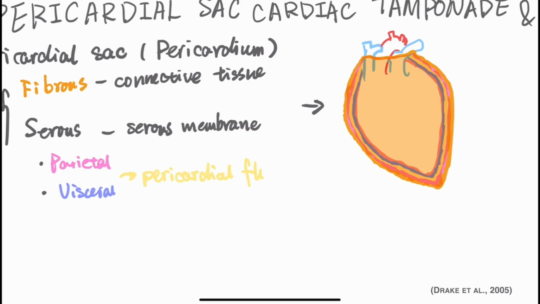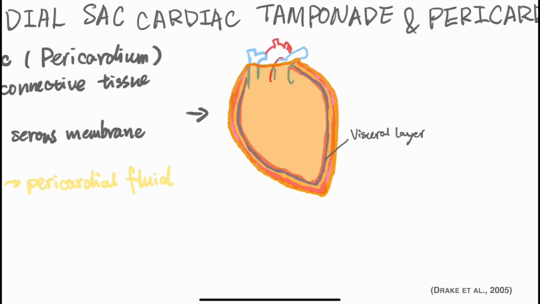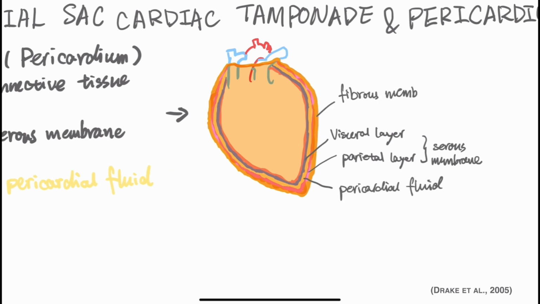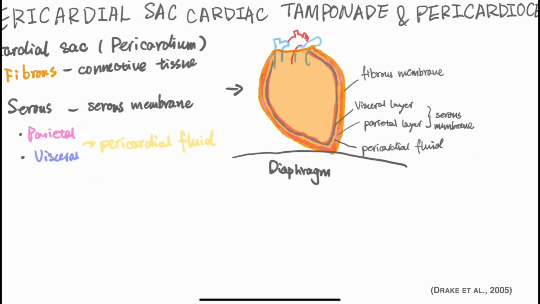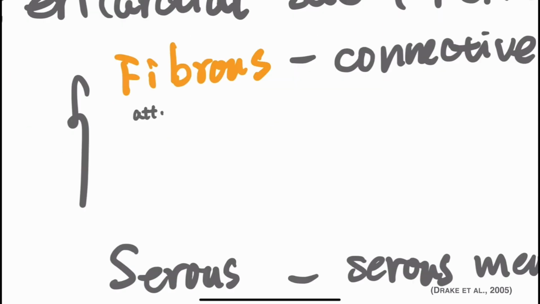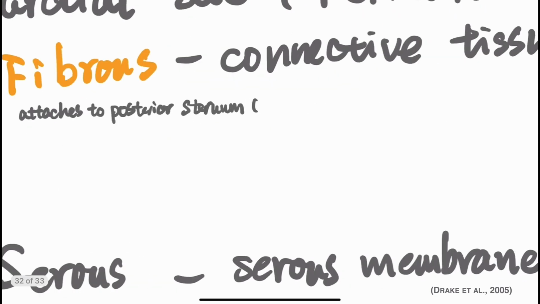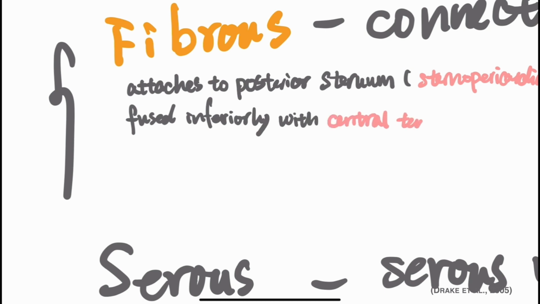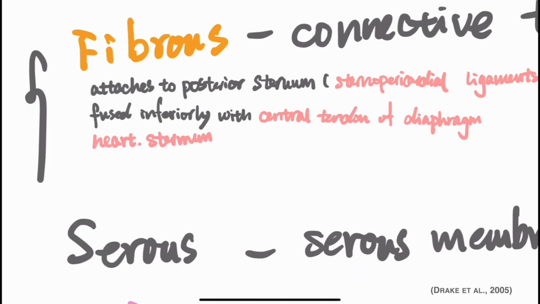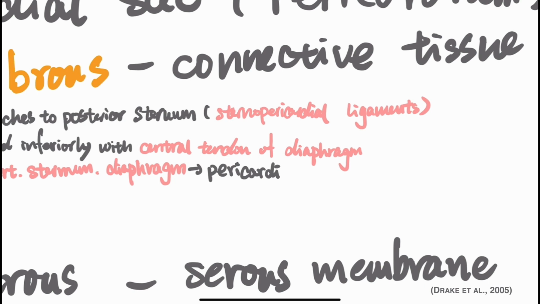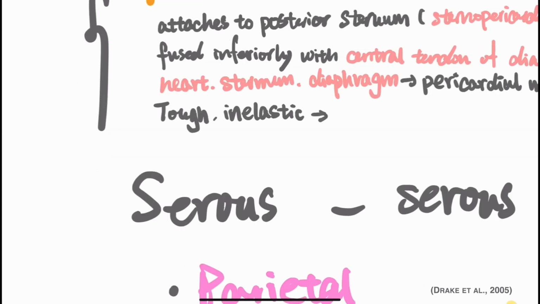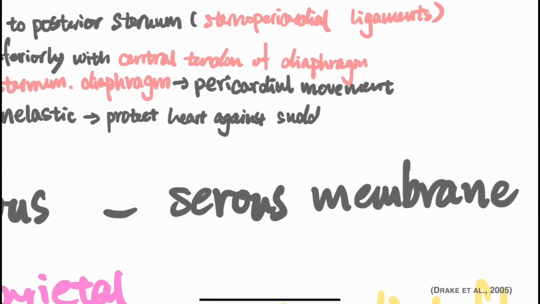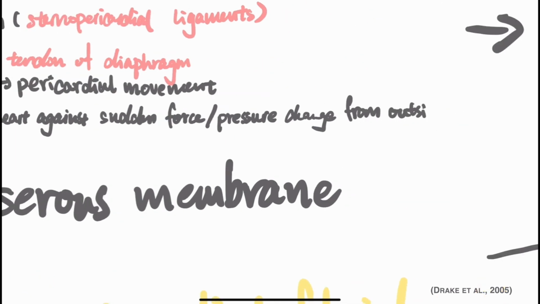The fibrous layer is a layer of connective tissue that wraps all around the heart, just like the peel of an orange. The fibrous layer merges with tunica adventitia of great vessels. It attaches to posterior sternum via sternopericardial ligaments and fuses inferiorly with central tendon of diaphragm, fixing the heart in the mediastinum and acts as a physical barrier to protect the heart from infection. It is tough and inelastic, so it can protect the heart against sudden force or pressure change.